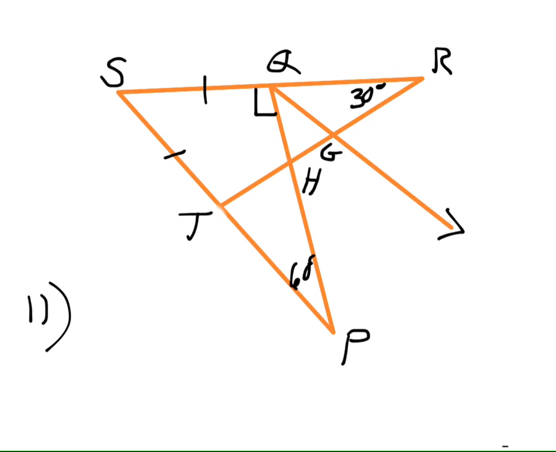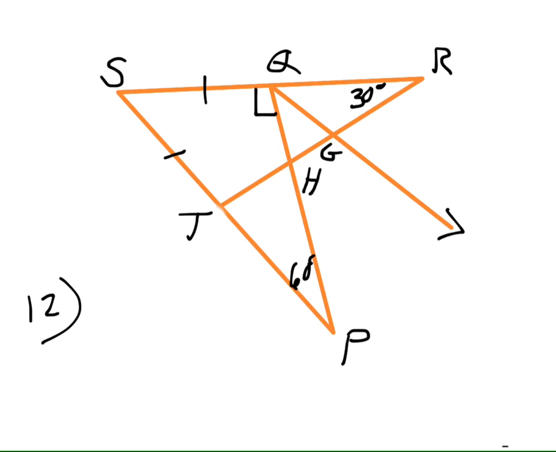Name a pair of complementary non-adjacent angles. This one's pretty easy. What are the complementary non-adjacent angles? Yep. QRT, or you could say QRG, QRH, either one. QRT, that's that angle, and TPH, which is also the same as TPQ, which is the same as SPQ, which is the same as SPH. Those two are complementary, not adjacent. Add to 90, don't share a side.